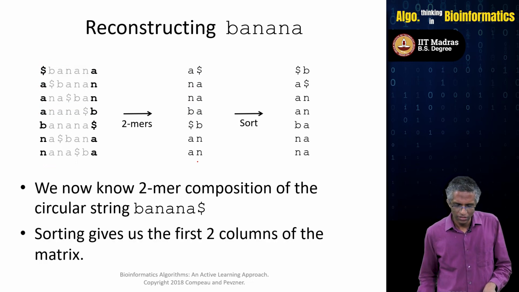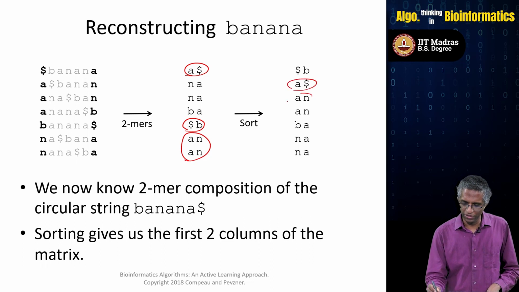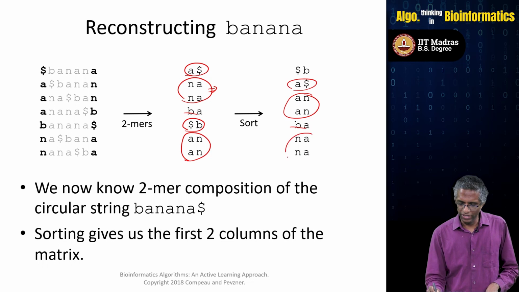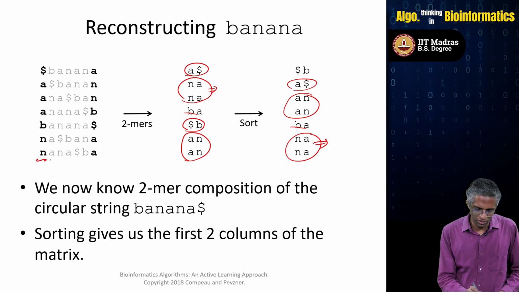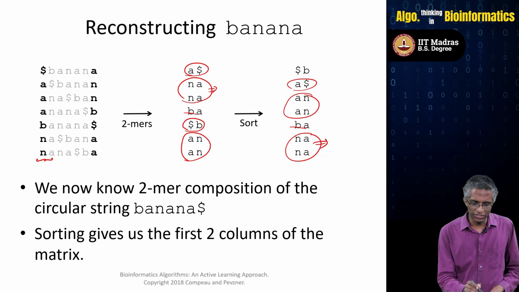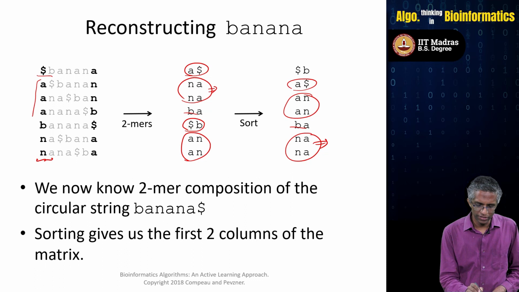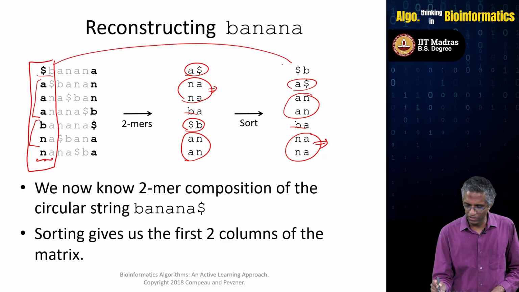You sort this, then this dollar always gets priority, so dollar B comes first. Then you have A dollar and AN, those will come here. And then you have NA and NA, and then you have BA, so that BA comes here, and then this NA and NA will come here. So this is being sorted, and now I know that that would be the first two columns of my Burrows-Wheeler matrix, which is exactly what you can see here: dollar B, A dollar, A N, B. So if you look at just these first two columns, this is exactly the same as these two.